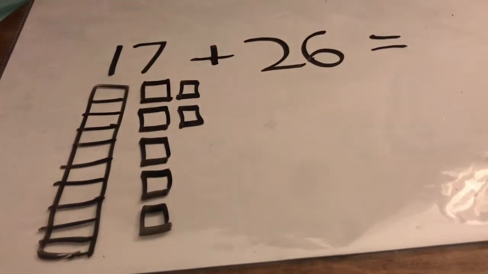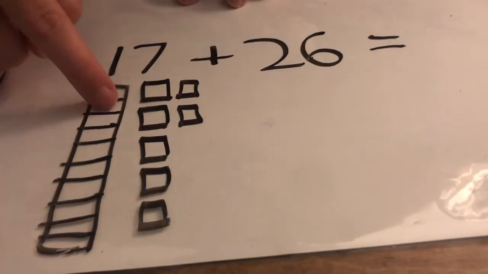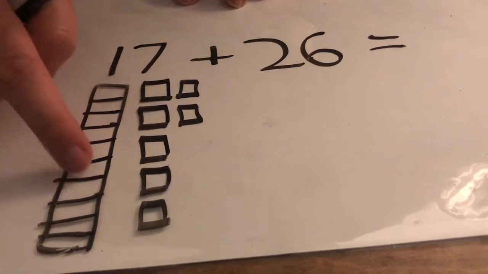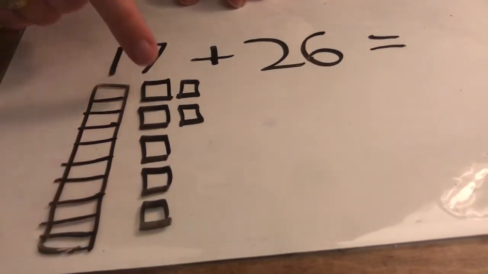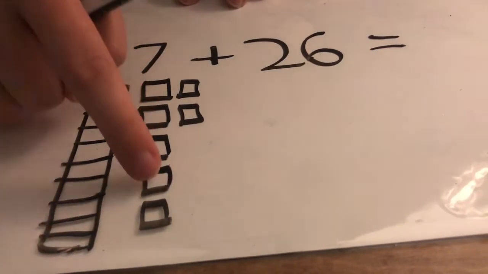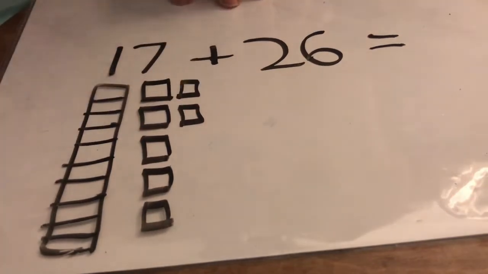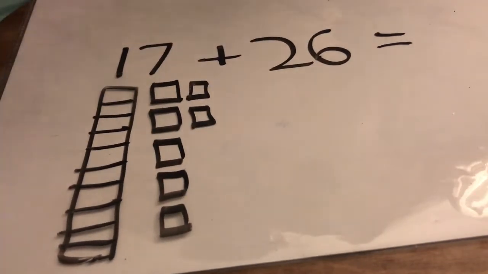If you want to check that 1 ten and 7 ones is the same as 17 ones, we can count how many boxes there are. 1, 2, 3, 4, 5, 6, 7, 8, 9, 10, 11, 12, 13, 14, 15, 16, 17. Okay, 17 ones, 17 units, or 1 ten and 7 ones.